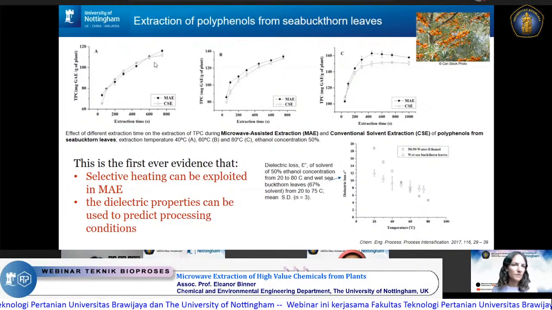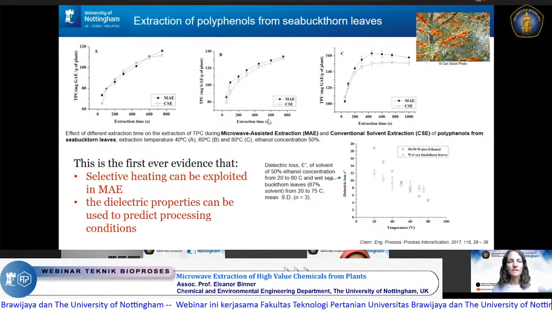And what we saw, rather disappointingly, in, let's say, A, at 40 degrees, is you get exactly the same result. TPC is the total phenolic content, and it's actually gallic acid equivalents that you're measuring. So it's an indication of roughly how many phenolics are extracted from the material. You can see if you increase the extraction time, the yield of TPC increases. And for MAE, microwave assisted extraction, and CSE, conventional solvent extraction, you've got exactly the same yield for every extraction point. The extraction time doesn't appear to be changed by microwaves at all.